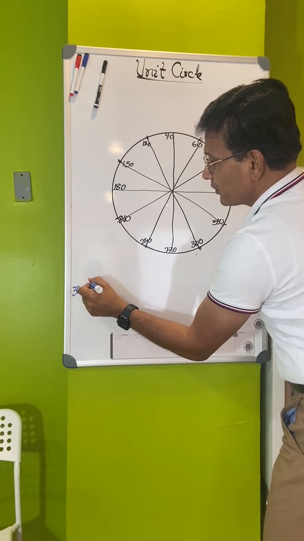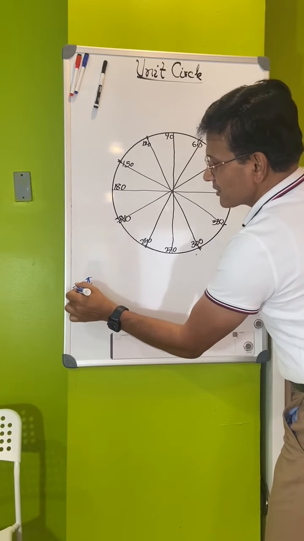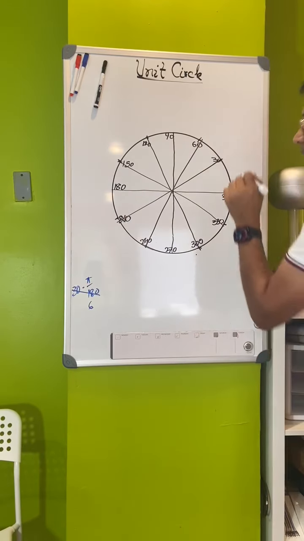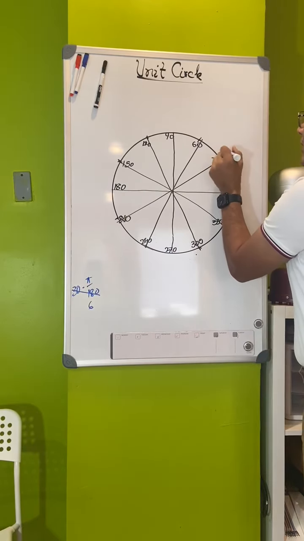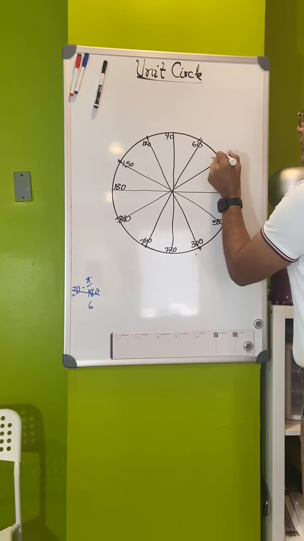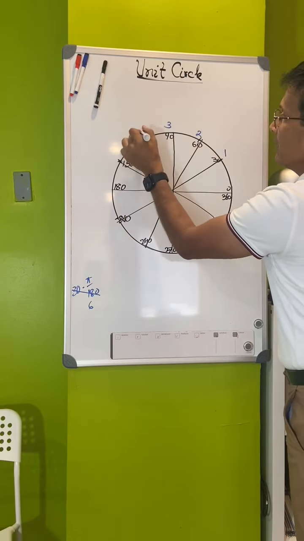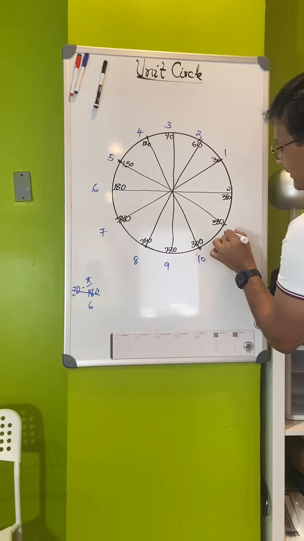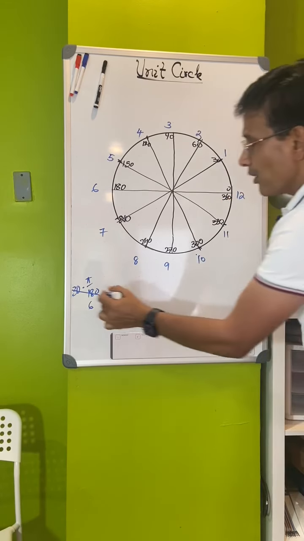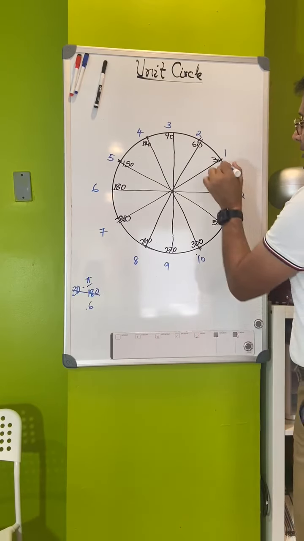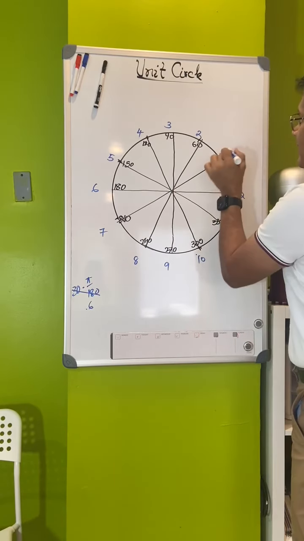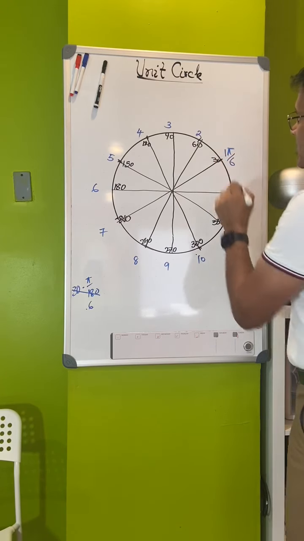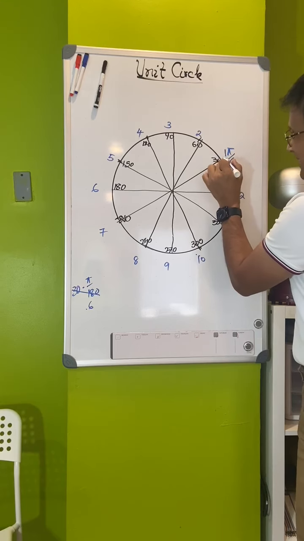Let me do it here. When you have to convert 30 degrees, you multiply by pi by 180. So 30 by 180 is 1 by 6. So 30 degrees is the same as pi by 6. Even before writing, let's number the lines 1, 2, 3, 4, 5, 6, 7, 8, 9, 10, 11, and 12. The first one, 30 degrees, is 1 pi by 6. I'll tell you why.